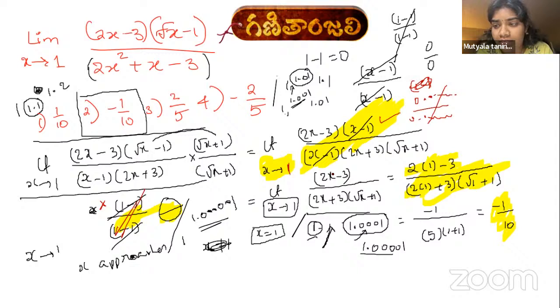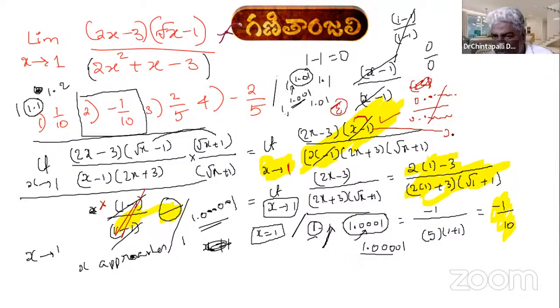Because the difference between x and 1 is not 0 here. The difference is epsilon. The value of x minus 1 is epsilon, but not 0. Epsilon is nearest to 0, but not 0. Please tell, here we cancel 1 minus 1, that means 0 by 0 cancelled. But here the number cancelled is not 0.